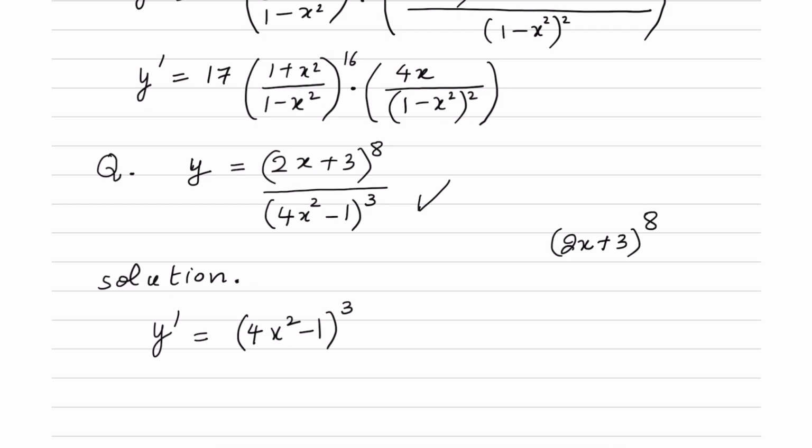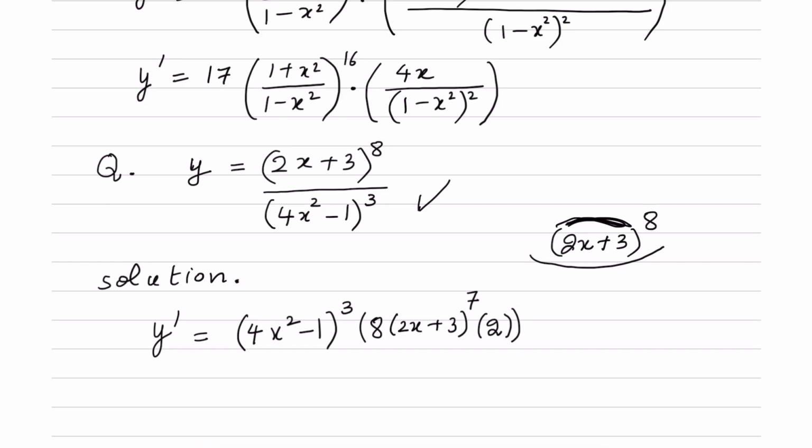To find its derivative, this expression has the whole power. So first I will apply the power rule, which says the power comes on the side, (2x plus 3), 8 minus 1 which is 7, and then the derivative of the term inside will be multiplied, which is 2. Derivative of 2x is 2 plus derivative of 3 which is 0, so we just have 2. Back to the quotient rule.